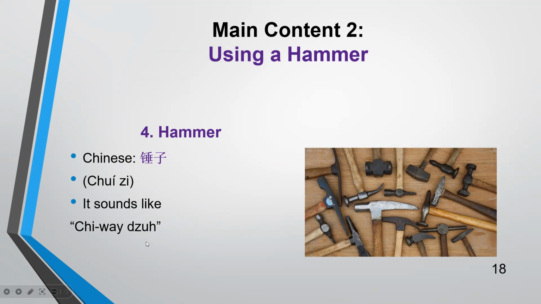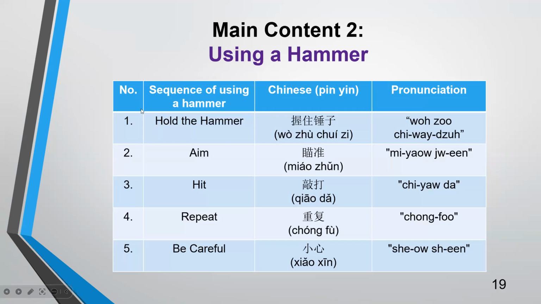Correct. So for the general sequence of using a hammer, also 3 steps. First, we have to hold the hammer. We 握住锤子, 握住锤子. It's like, whoa, there's a zoo. 握住.